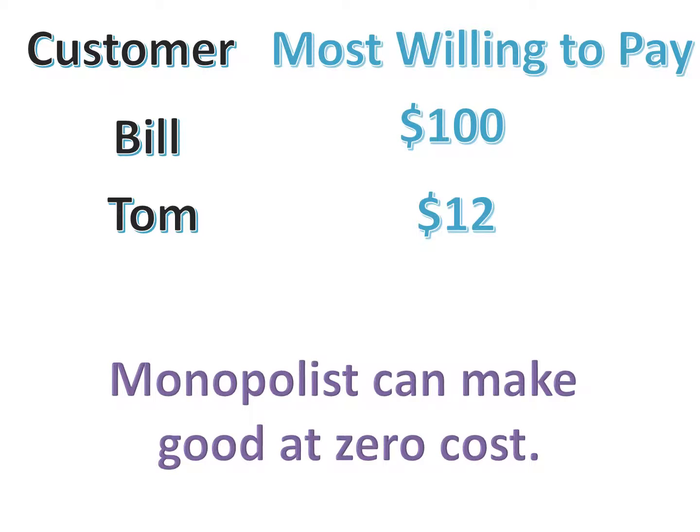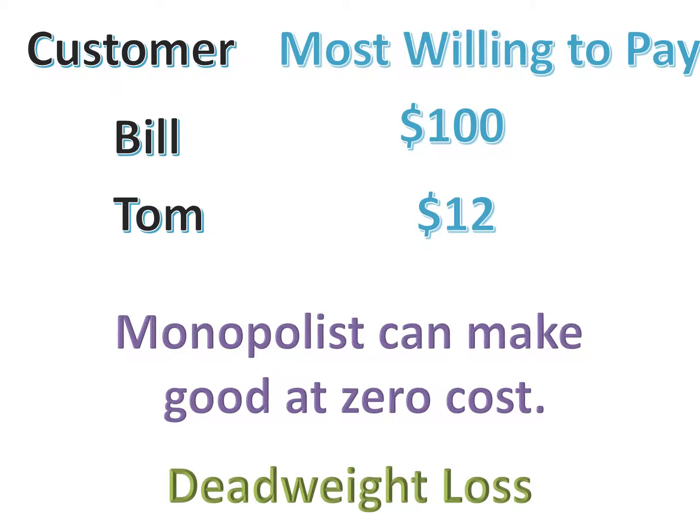But this creates a social loss. Tom places a positive value on the good. He's willing to pay up to $12 for it. And the monopolist can make the good for free. So it's socially efficient for Tom to get the good, right? If the monopolist can make something for free that someone else puts a positive value on, we'd be richer if that person ended up getting the good from the monopolist. But the monopolist is going to be unwilling to sell the good to Tom.